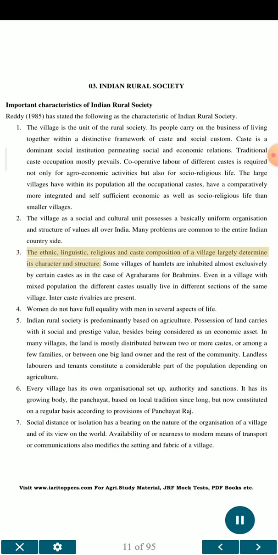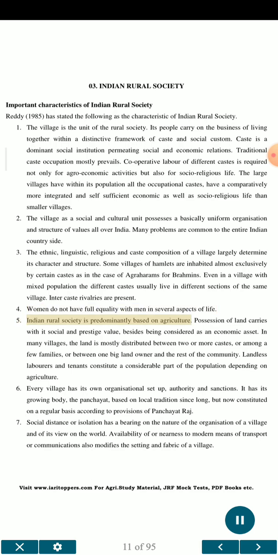3. The ethnic, linguistic, religious and caste composition of a village largely determines its character and structure. Some villages or hamlets are inhabited almost exclusively by certain castes, as in the case of agraharams for Brahmins. Even in a village with mixed population, the different castes usually live in different sections of the same village. Inter-caste rivalries are present. 4. Women do not have full equality with men in several aspects of life.